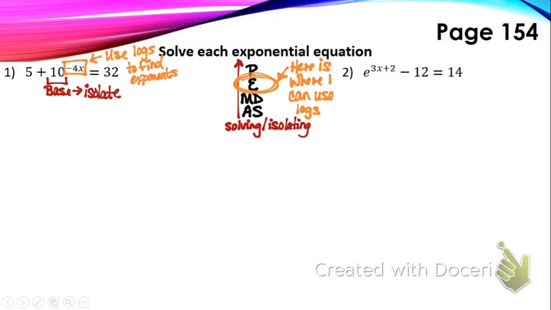So who's got to go? 5. What's happening between the 5 and the 10? Addition. How do I make that cancel? How do I undo that? With subtraction. So we're going to subtract 5 from both sides. What's 32 minus 5? 27.